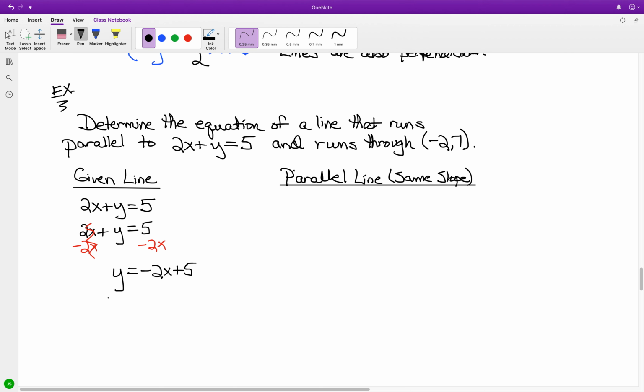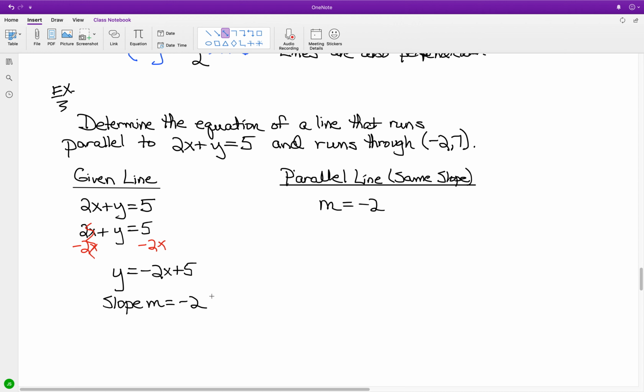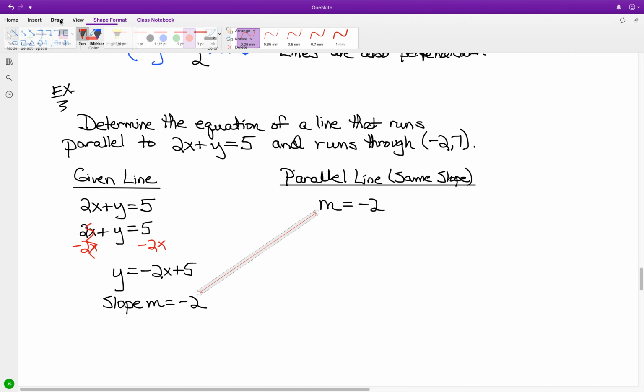From the slope-intercept form, with the given line, the slope m is equal to -2. Now for the parallel line, again, a parallel line is going to have the same slope. So for this we have m is equal to -2. Again, parallel lines are going to have the same slope.